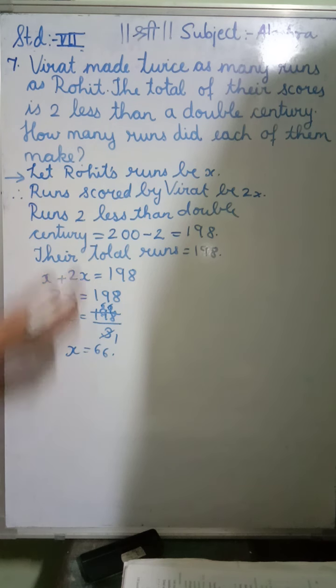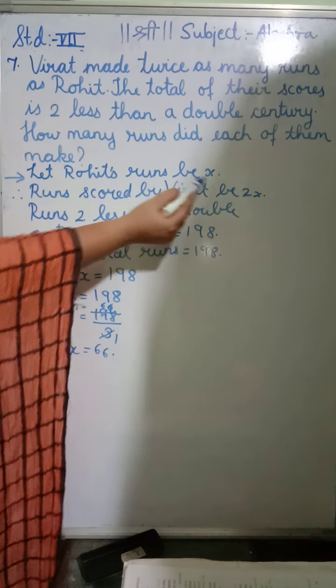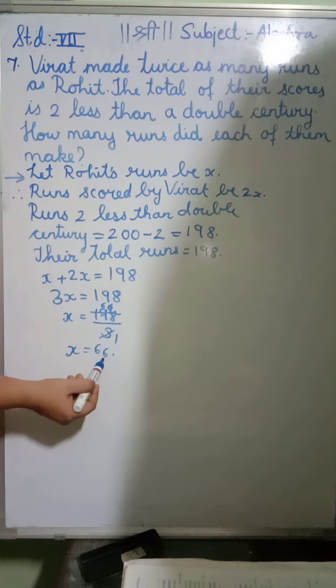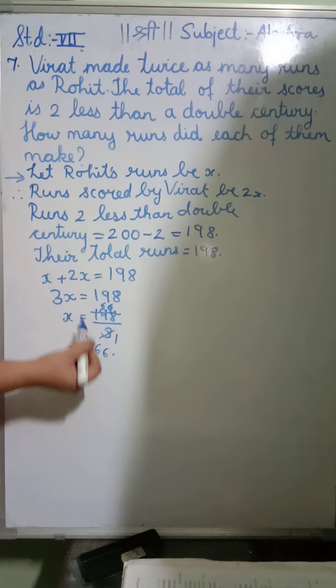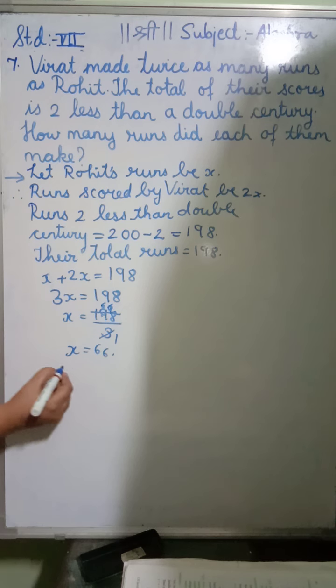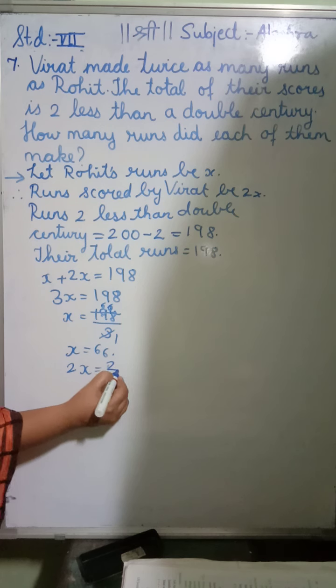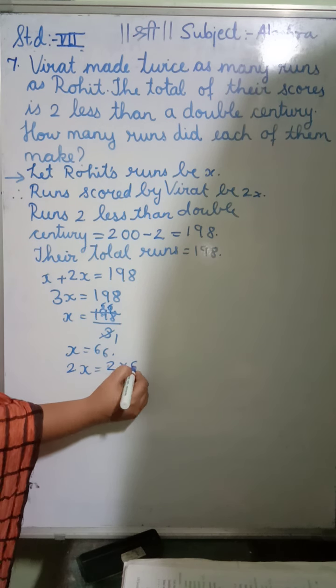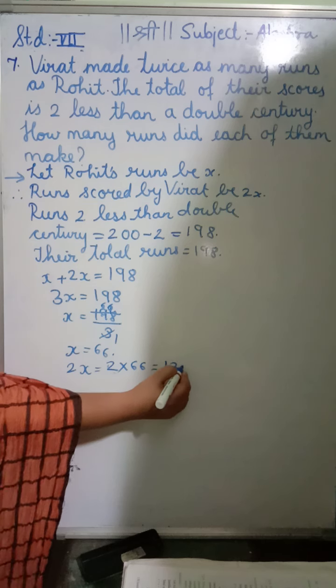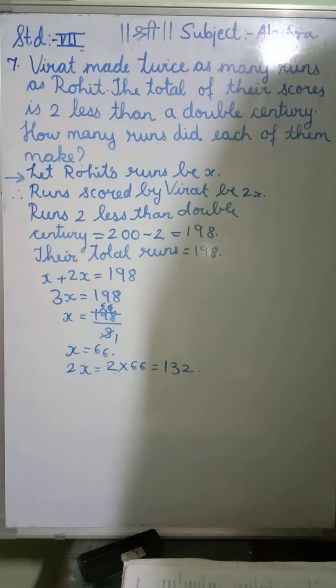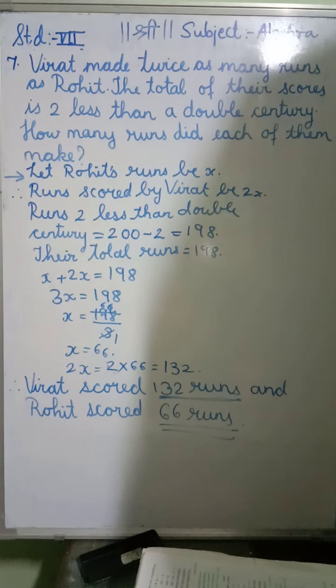Now see what are they asking? How many runs did each of them make? X is one boy. Who is that? Rohit's. Did we get Rohit's answer? That is X equals 66. But Virat's is what? 2X, no? Means 2 multiplied by X. What is our X? 66. That is nothing but multiplication will give us the answer 132. Yes. Therefore, the last statement will be: therefore, Virat scored 132 runs and Rohit scored 66 runs.